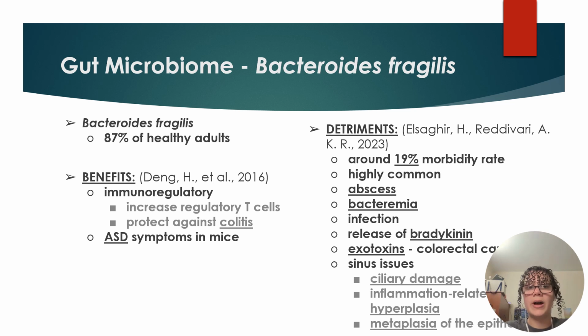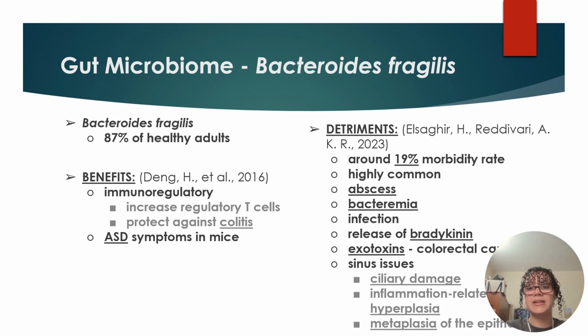Now onto the gut microbiome, specifically Bacteroides fragilis. There are both benefits and detriments to this. The benefits are only present when this bacterium is present in moderation, when it's in symbiosis with the rest of the gut microbiome. It has immunoregulatory benefits as it increases regulatory T cells and protects against colitis, which is the inflammation of the colon. It also lowers ASD, which is autism spectrum disorder, symptoms in mice.